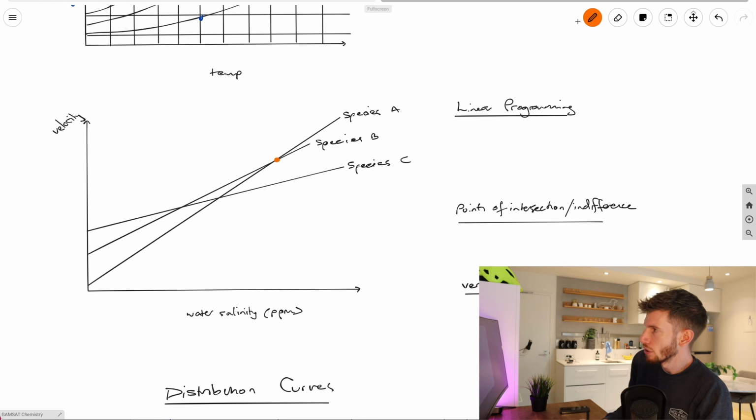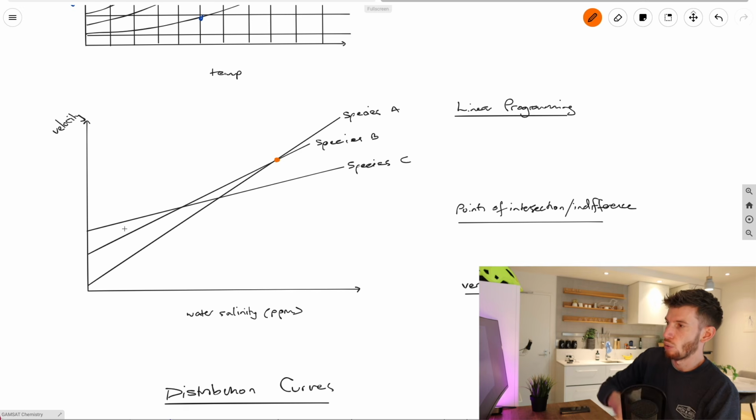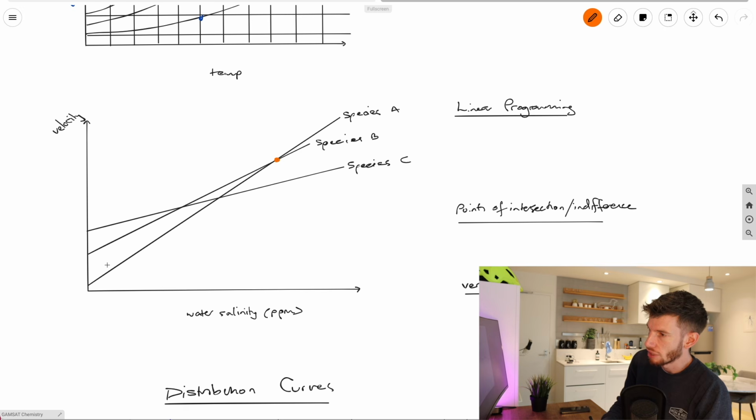So vertical separation, you're looking at the deviance or the difference between them. So if, for example, they said at what temperature are species A and B most different from one another in terms of their velocities, I'd effectively be going, all right, well, species A, which is this line here, and species B, I think I said, or species C. Let's go with species C, I can't remember. Where are they most different? So I'd be looking at this vertical separation, because that is the difference.